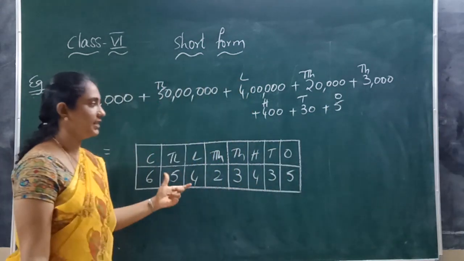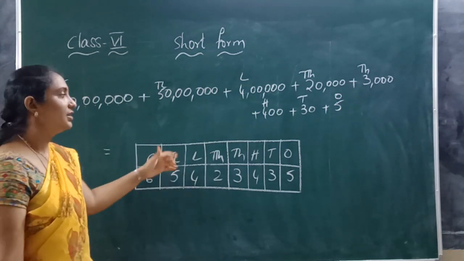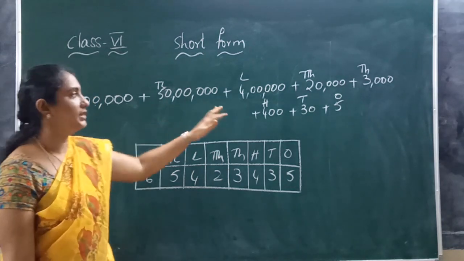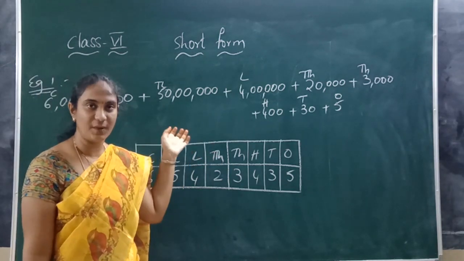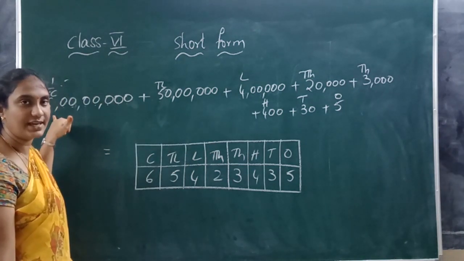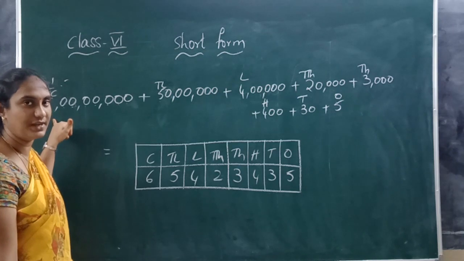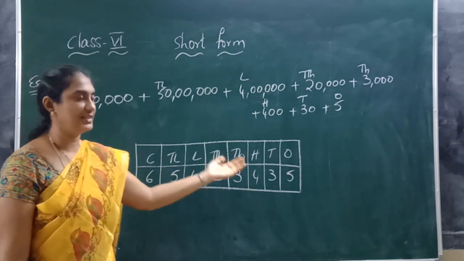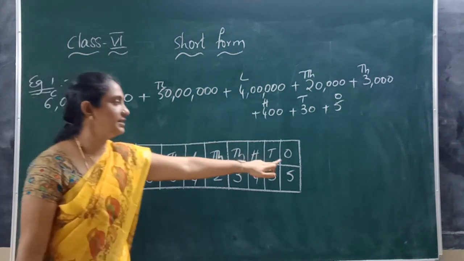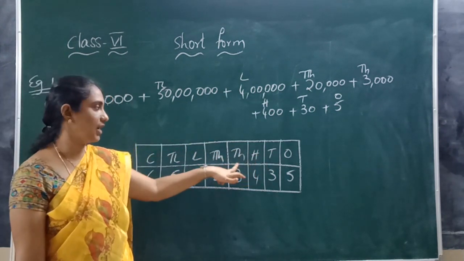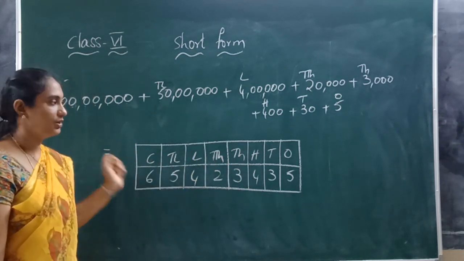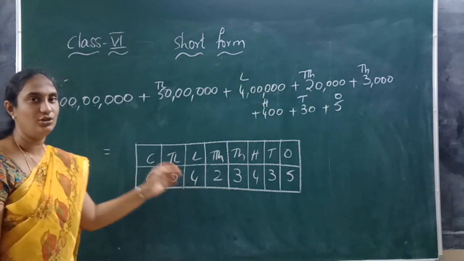Now let us see. Write the table. First write the table. Now by observing all these place values, which is the highest place value? Crores is the highest place value. So write from ones to crores place: ones, tens, hundreds, thousand, 10,000, lakhs, 10 lakhs, crores.